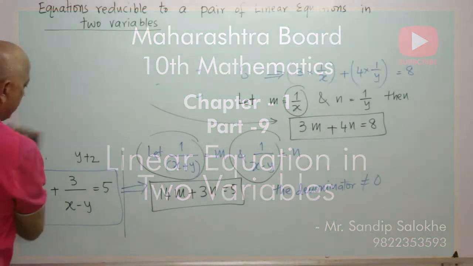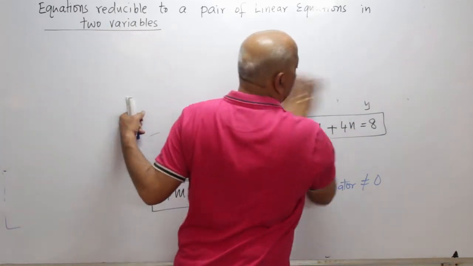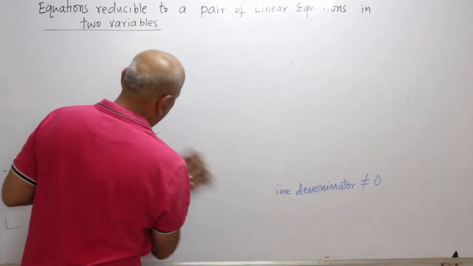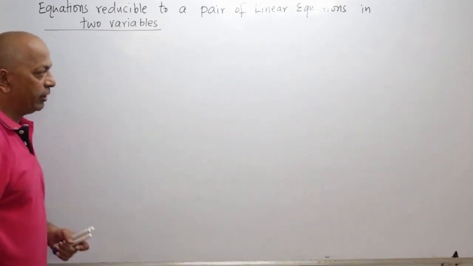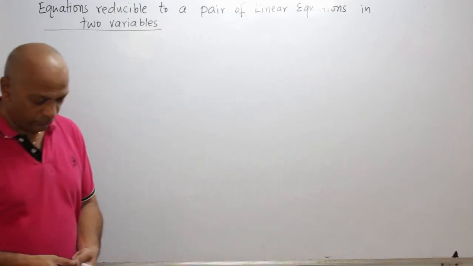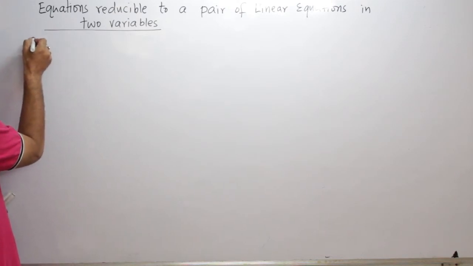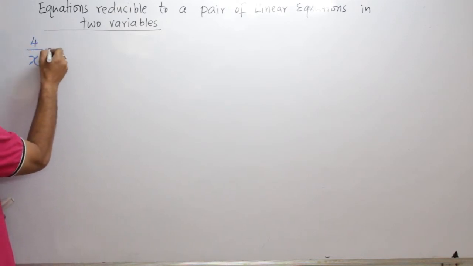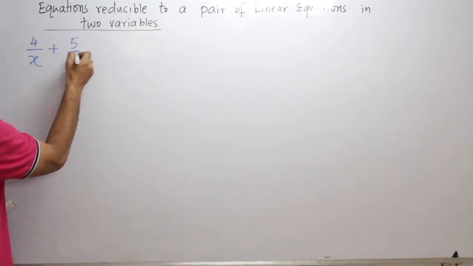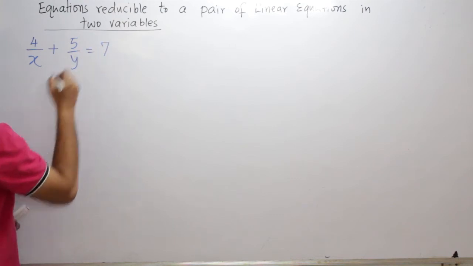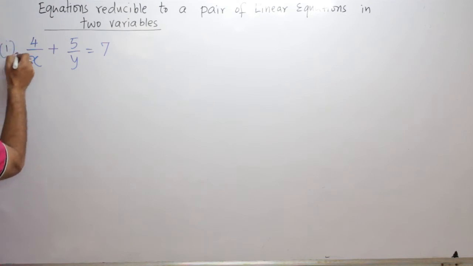We'll solve some equations which are given in this particular format. We have to convert them into standard linear equation and then we have to find the solutions. So let us say 4 upon x plus 5 upon y is equal to 7. This is the first equation, equation number 1.